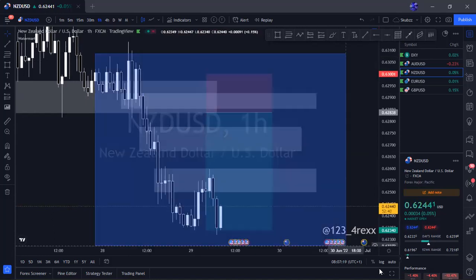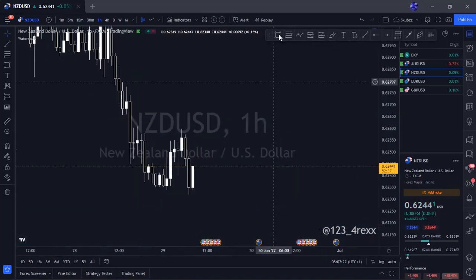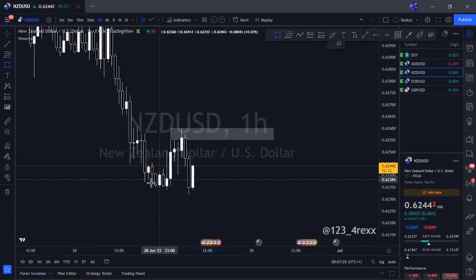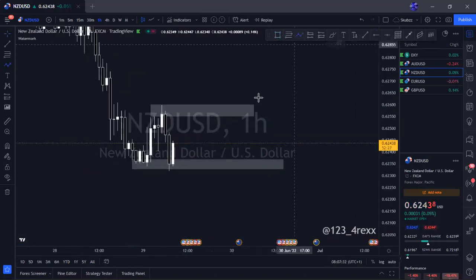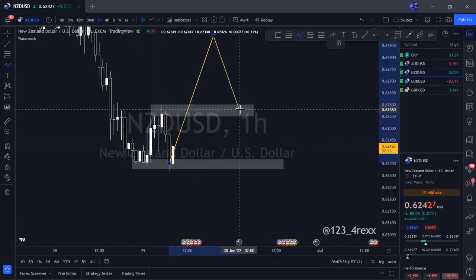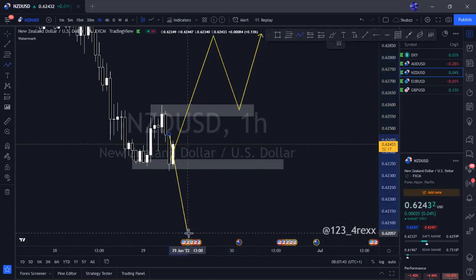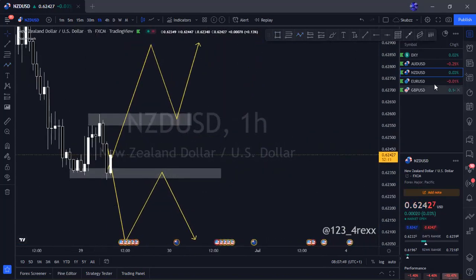What I'll be doing here is highlighting this high here and this low here. Let's see which one breaks out first. If we break to the upside, then we have a shift in market structure, and we can wait for that retest at the neckline. But if we break to the downside to continue the downtrend, then we can have a retest or a continuation. So that's what I'll be looking out for on NZD USD.